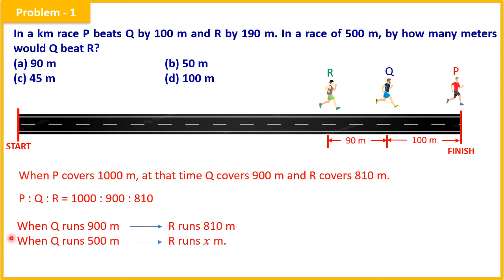Now the question is, when Q covers 500 meters, when it is a race of suppose 500 meters, R will cover how much distance? Let us say R covers a distance of X meters. Now X can be found by cross multiplication. So X is equal to 500 into 810 divided by 900, which comes out to be 450 meters. So in a race of 500 meters, Q will beat R by 50 meters. Option B is a right answer.